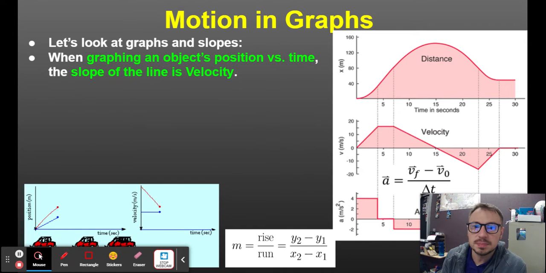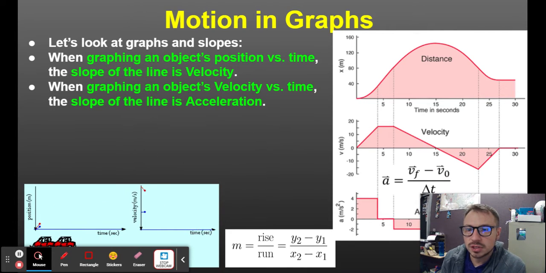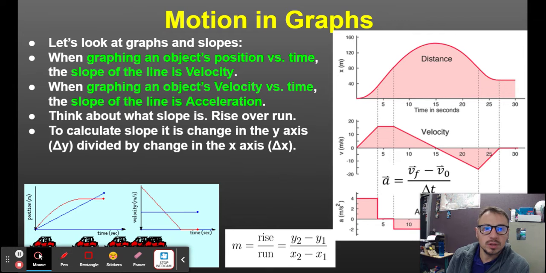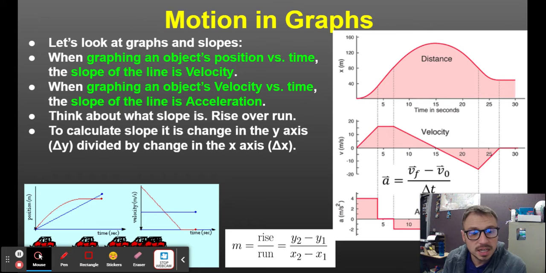So we talk about motion in graphs. When graphing an object's position versus time, the slope of the line is the velocity. When graphing an object's velocity versus time, the slope of the line is acceleration. Think about what slope is, rise over run. Looking at that top one, it's change in position over change in time. So that's meters per second. So the slope of that line is going to be velocity.